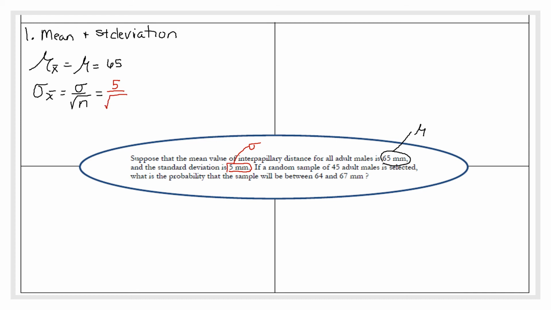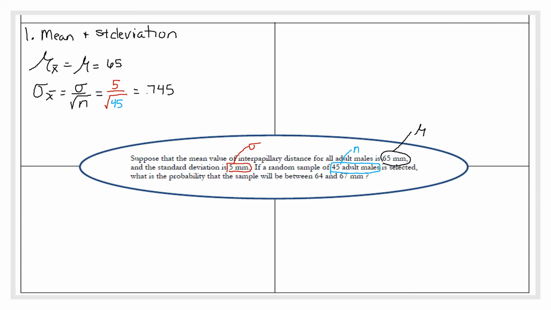Going back, it says a random sample of 45 adult males, so this right here, 45, is going to be our n. So I'm going to put 45 here. I'm going to have 5 over the square root of 45, and if I put it in my calculator, I get 0.745. Okay, so that's the mean and the standard deviation.